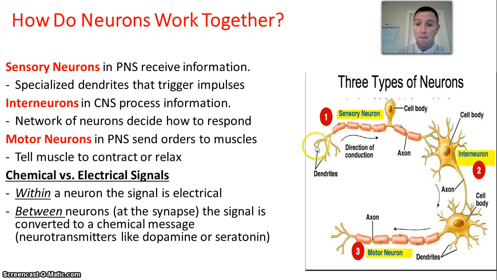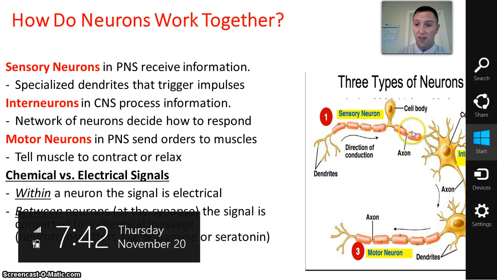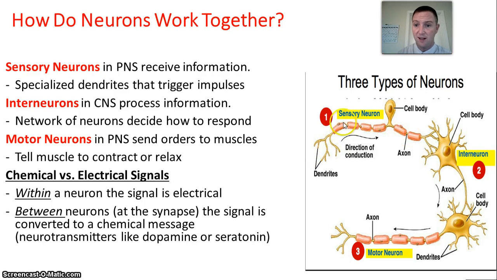Okay? The message within a neuron, within this sensory neuron here, is going to be electrical. When it gets to the end, it's got to cross this thing called a synapse. Okay? The gap between the nerves. And for that brief moment of time, that millisecond, the signal gets changed from electrical to chemical. And we send these little chemicals called neurotransmitters across the synapse so that you can trigger an impulse in the next nerve.